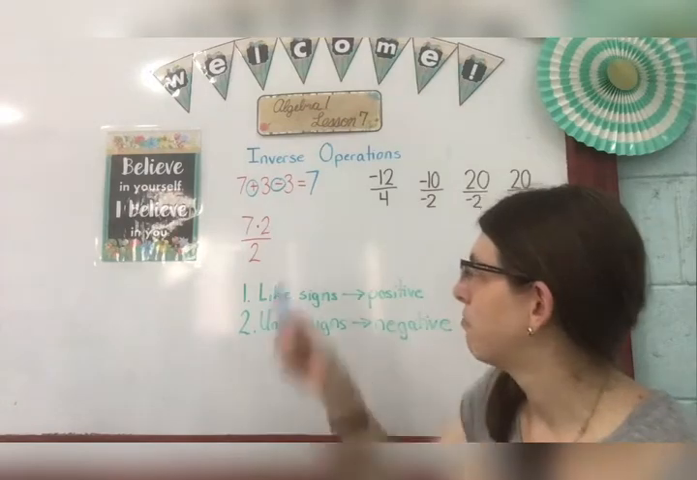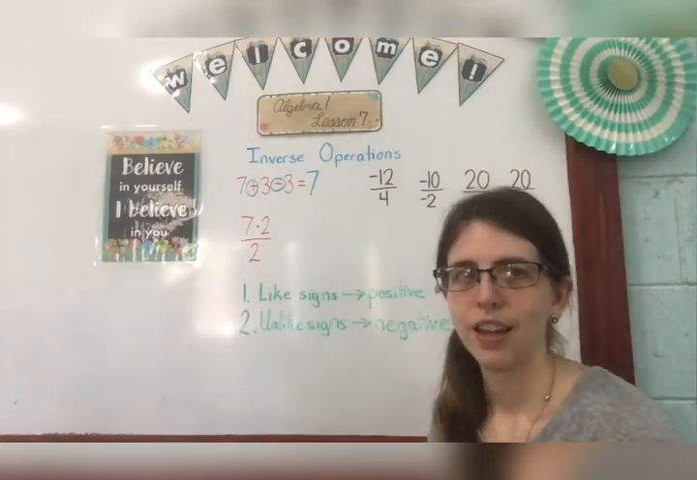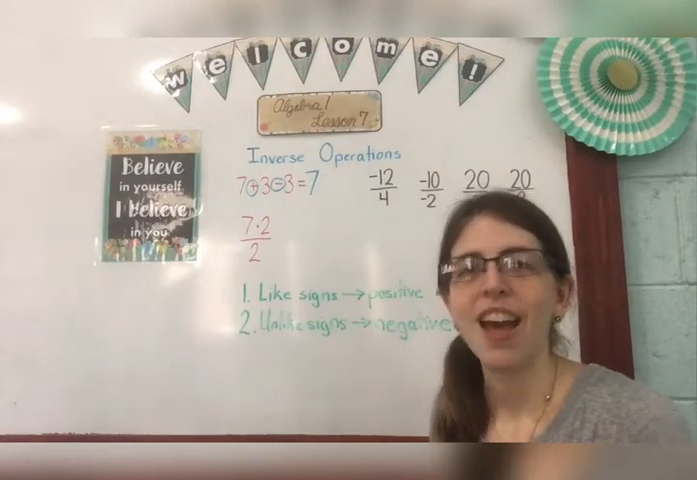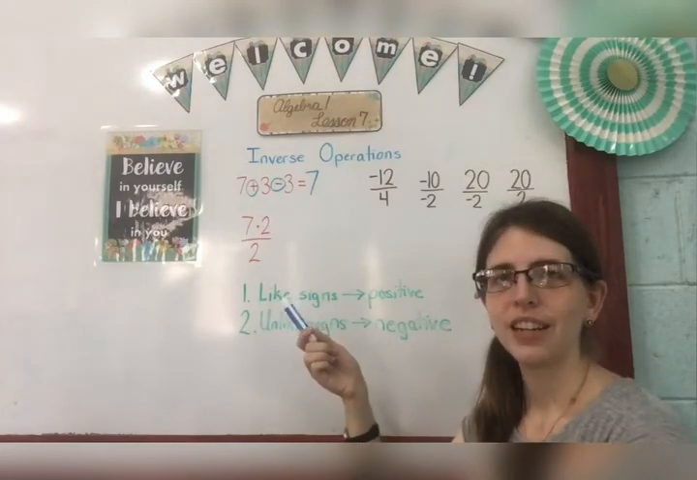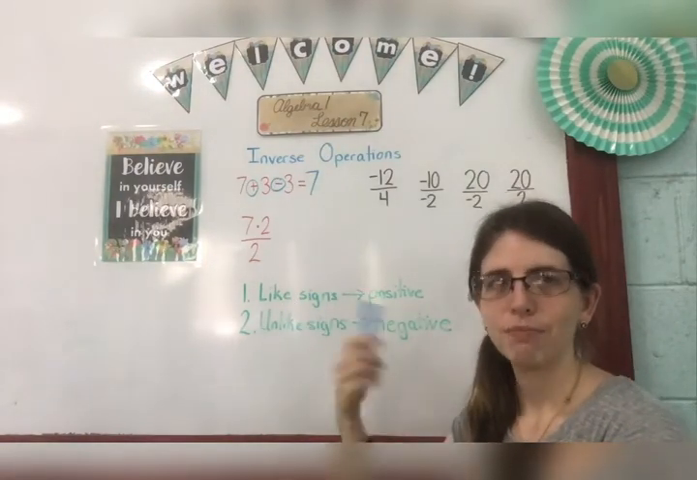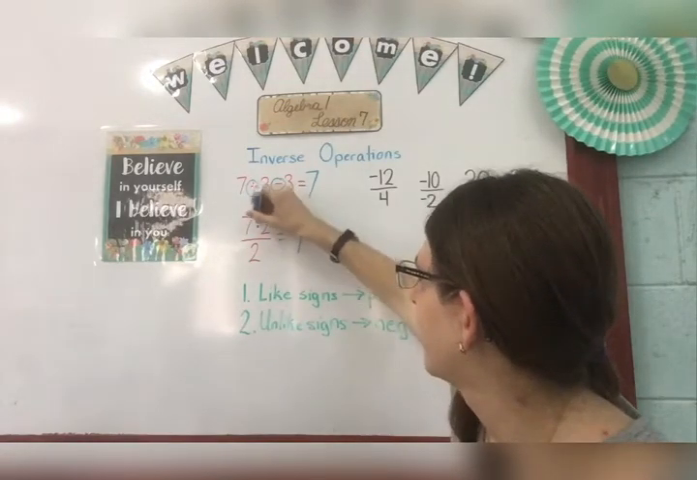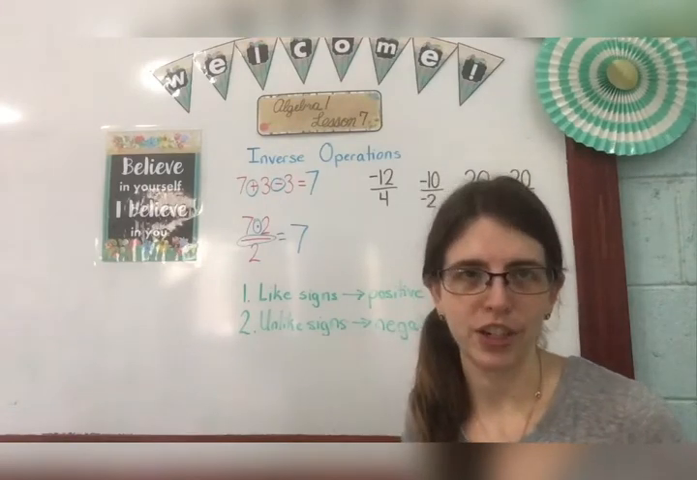Now look at multiplication and division. If I have 7 times 2, then divide by 2. What do I have? Again, I'm back at 7. 7 times 2 is 14. 14 divided by 2 is 7. So that means that multiplication and division are inverse operations.